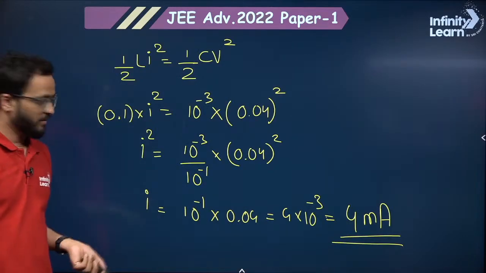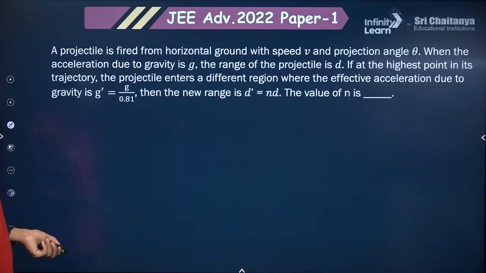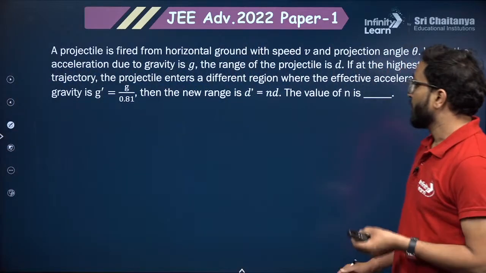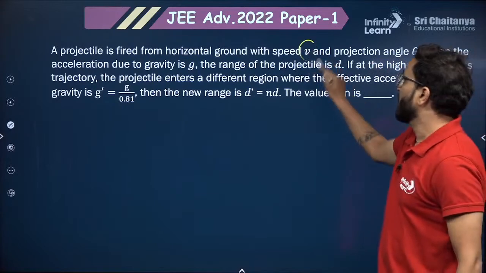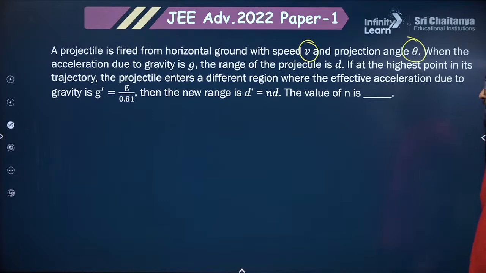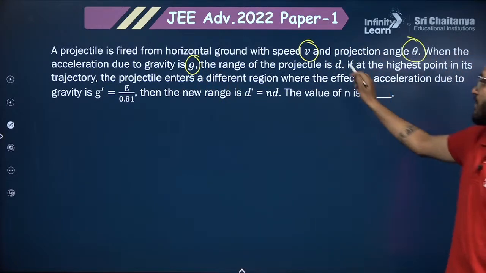Okay, fantastic. So let's move ahead and do this question. This is also a good question. A projectile is fired from the horizontal ground with speed v and projection angle theta, when the acceleration due to gravity is small g. The range of the projectile is d initially.